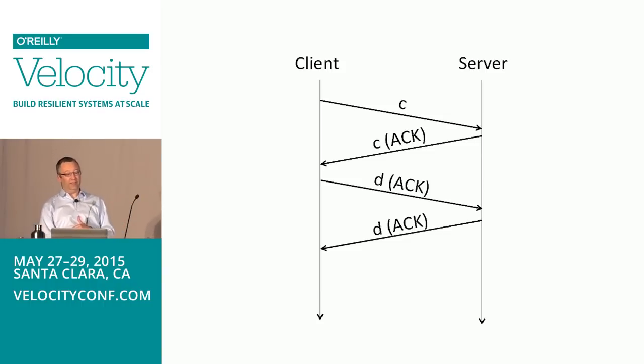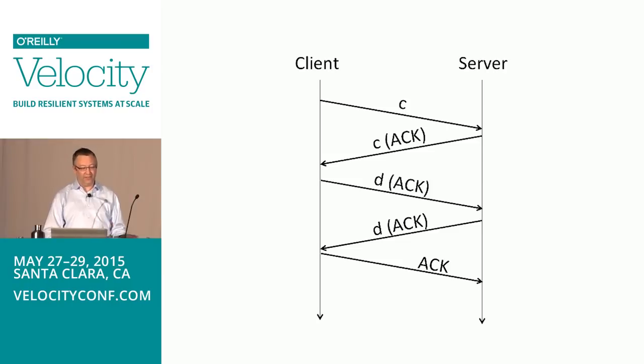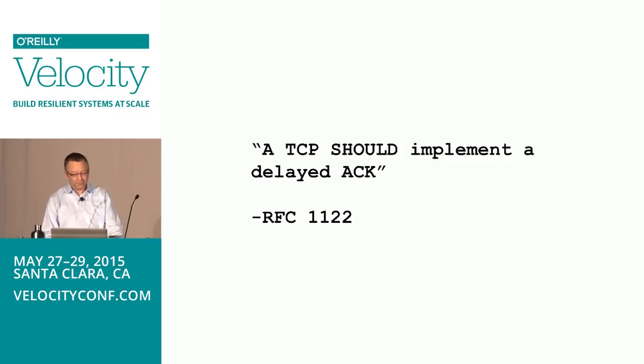And then the server piggybacks its ACK along with the echo of the D. And then there's this one packet that's left over at the end. So this is better than before, right? We are sending fewer packets and we are using less overhead.